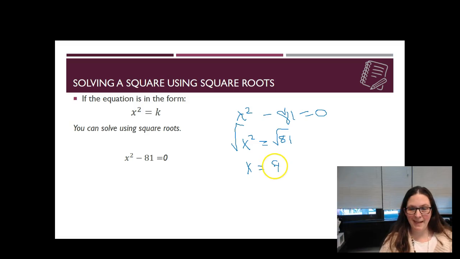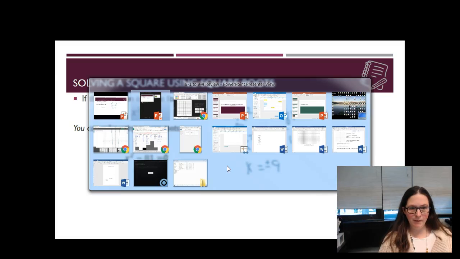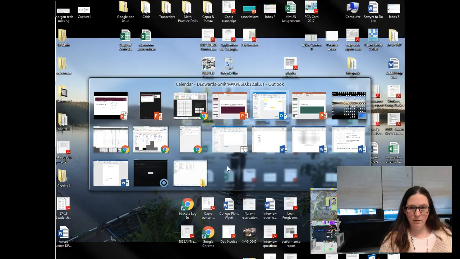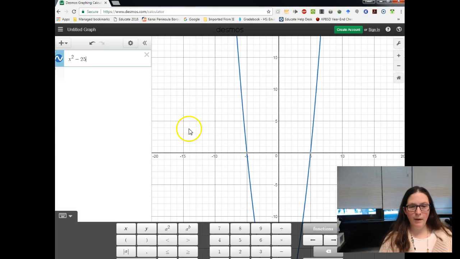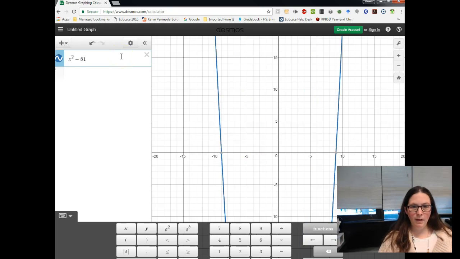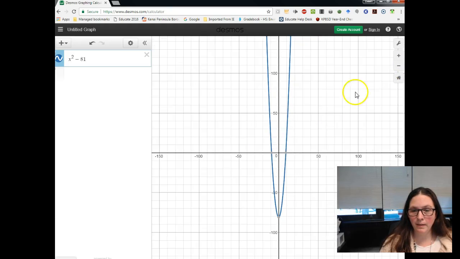Now, don't make the same mistake I made. Make sure you remember that there's both a positive 9 and a negative 9. Now, it shouldn't surprise you at all to see, let me see if I can quickly get back to my Desmos. There we go. Then if I put this one in, 81, you've already told me by the graph that this is at negative 9 and positive 9 is where it's going to cross that axis. And there we are right there. At 9 and negative 9 are those intercepts.